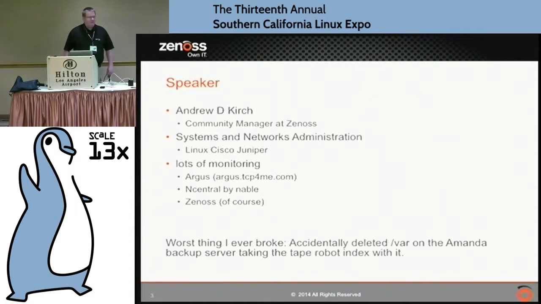So I am Andrew Kirch. I am the community manager at Xenos. My background is systems and network administration, Linux, Cisco, and thanks to this guy, Juniper. I've done lots of monitoring in my career. I started out running a DNS blacklist, and we just needed something that would work, and found a little app called Argus, which runs in Perl.